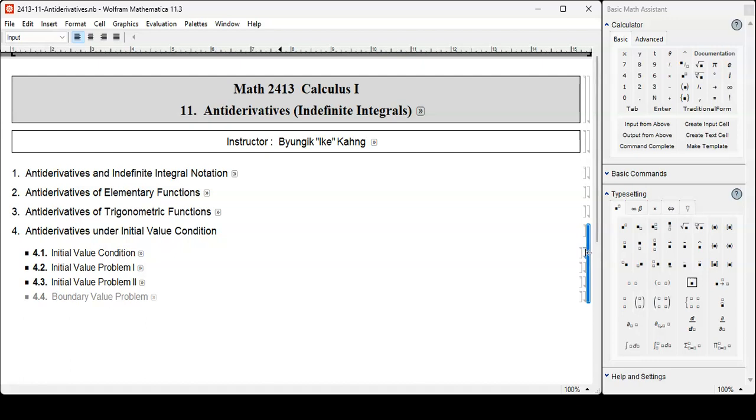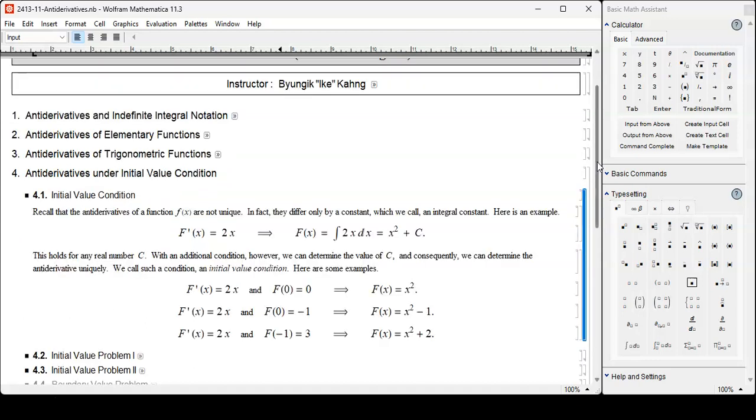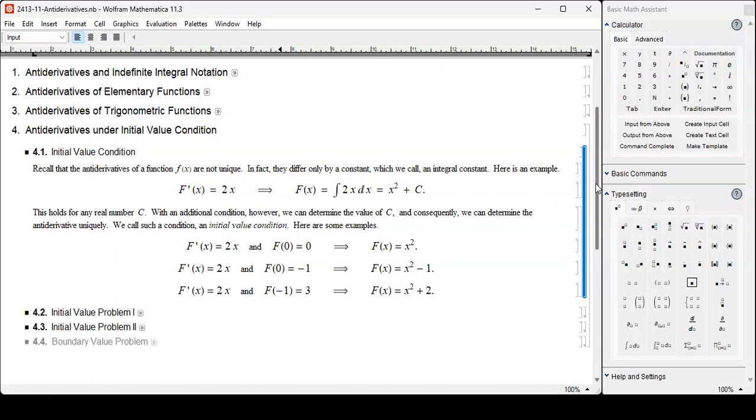Okay, let's begin. There's something called initial condition or initial value condition, and that's used to determine plus c. Let's begin with integrand 2x and take the antiderivative. We get x squared plus c. And plus c can be arbitrary, so we do not have a unique function.